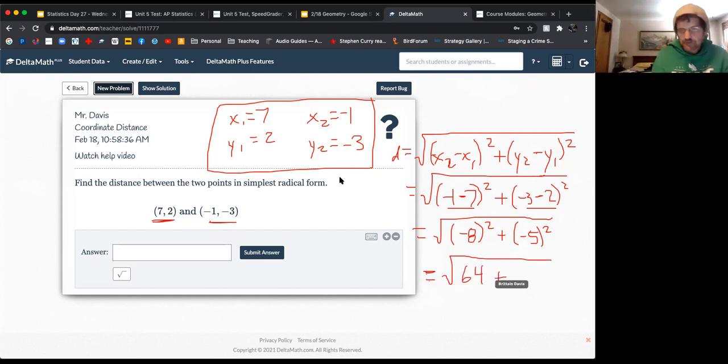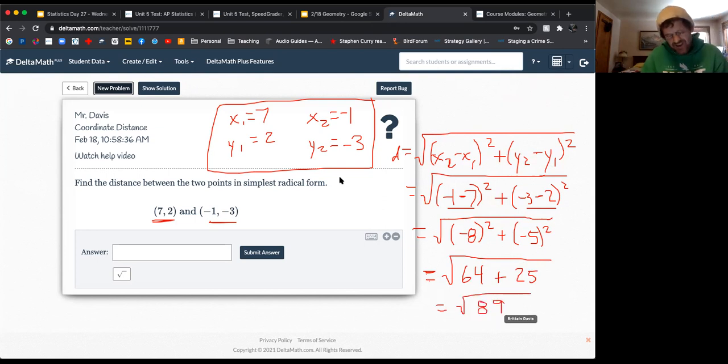Plus -5 times -5, again, negatives cancel. I'm always going to have a positive number when I square something, and 5 times 5 is 25. So now when I add those up, I'm going to get square root of 89. All right, now I need to go through and think if this has a perfect square factor. And I don't think it does. Because remember, we're trying to put this in simplest radical form. So I'm going to simplify this radical.